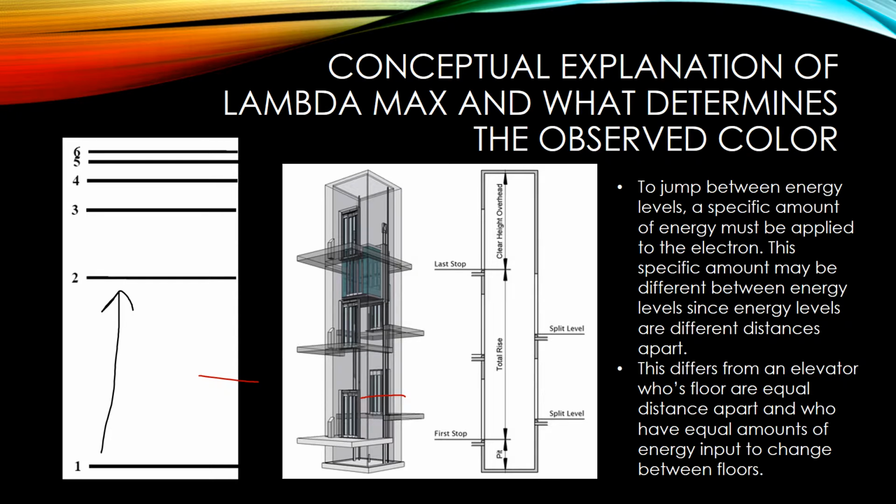This is why the peaks occur at specific wavelengths, because wavelengths are inversely proportional to energy. Electrons will not remain at the excited state and will return to the ground state, causing an emission of light. This is like when an elevator returns to the bottom floor to pick up more people.